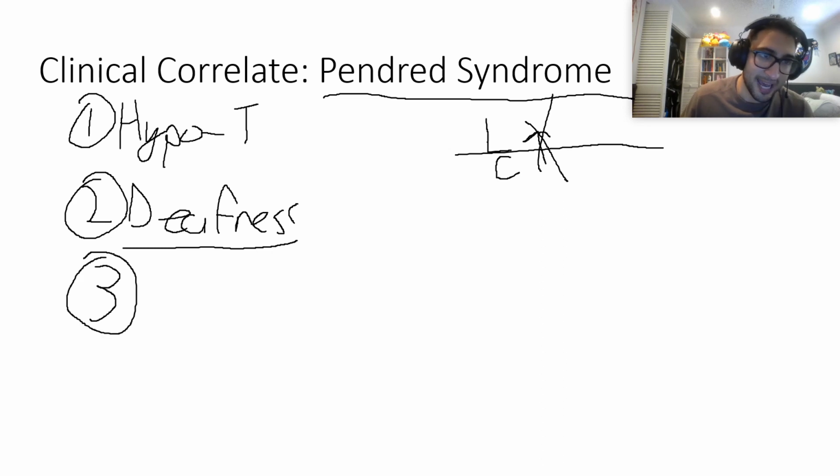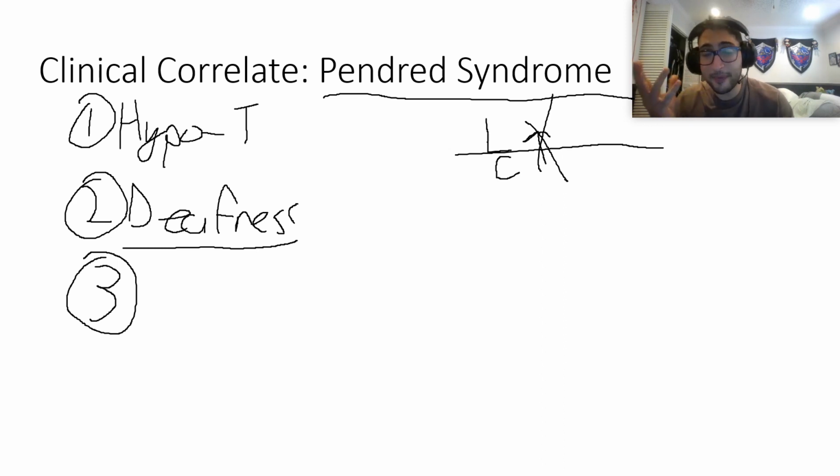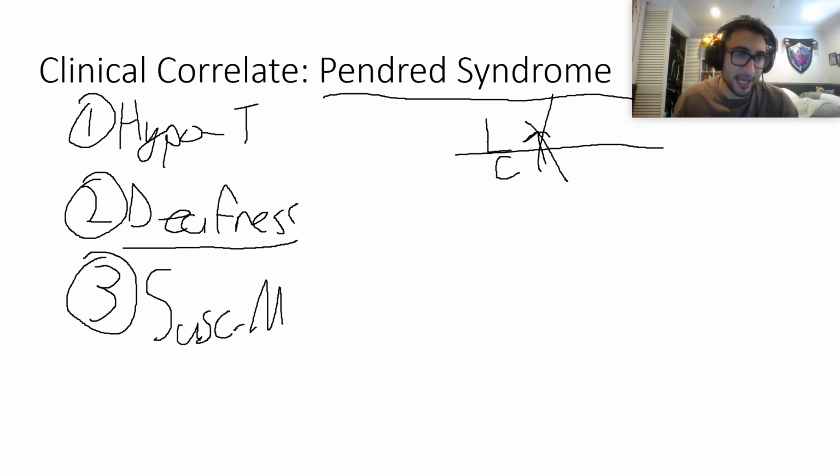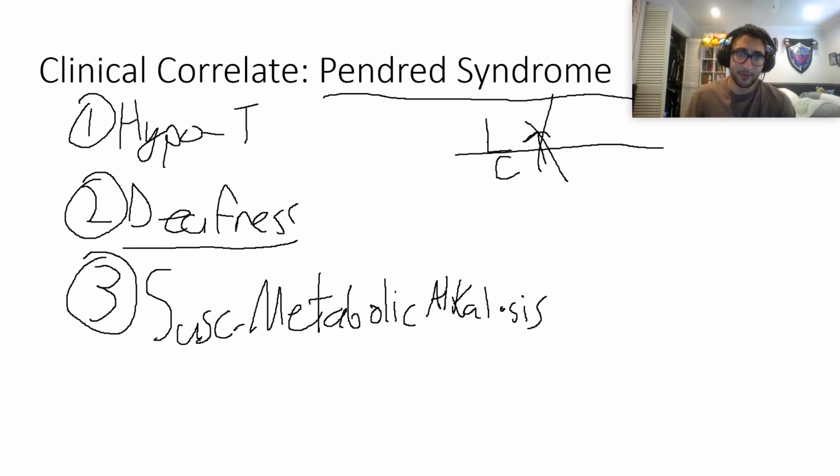And the third thing that can happen, and this isn't too high yield for STEP, is that the pendrin gene is expressed in the collecting duct of the nephron, in the aldosterone sensitive distal nephron. And don't worry about that too much right now. Just there is a susceptibility to metabolic alkalosis because usually this is involved in bicarb transport. So there's a susceptibility to metabolic alkalosis, but I don't expect that to be a high yield topic. What I really want you to know about the Pendred syndrome is that it's going to be hypothyroidism presenting with deafness. Okay? Hypothyroidism presenting with deafness.